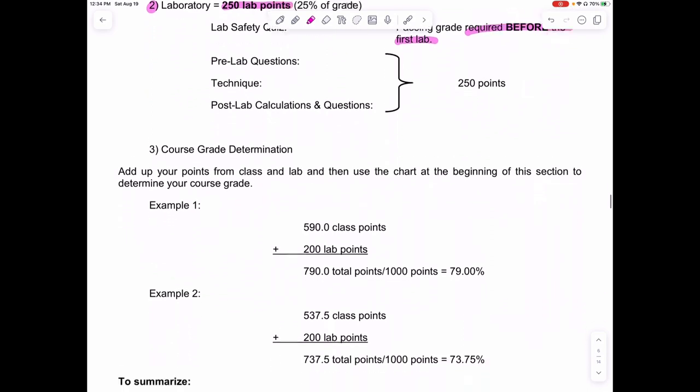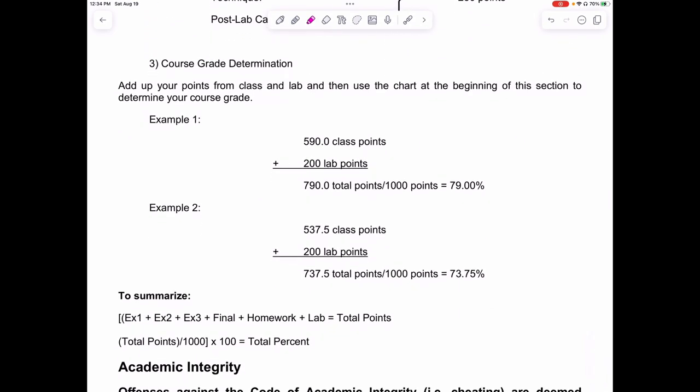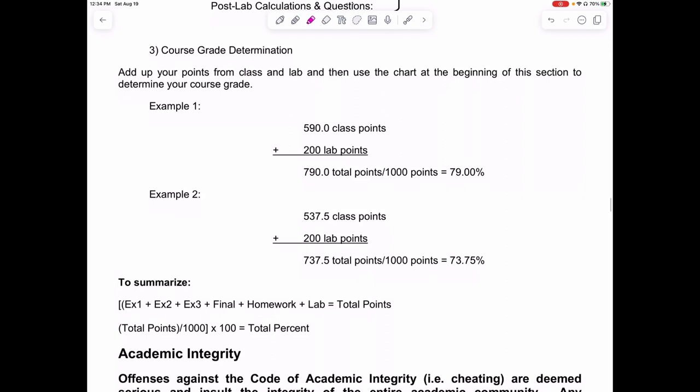And then it's just an additive thing where we have our lab portion of the course, we have our lecture portion of the course, and that gives us our total points. And we're basically dividing that by 1,000. There'll be a little bit of extra credit at the end of the semester, but it will not be huge. It'll be probably around 2% or 3%.